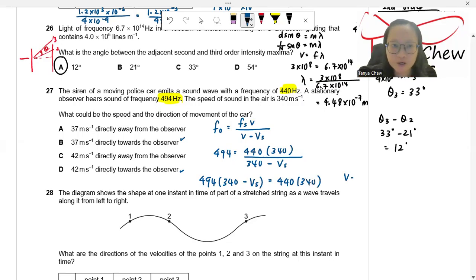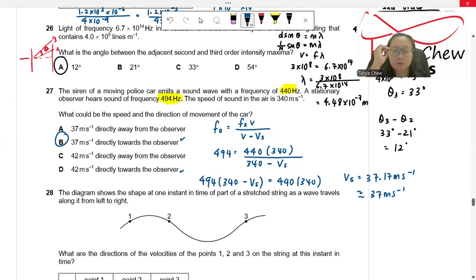So the speed of the police car is actually equal to 37.17 meters per second. So I round it off to 37 meters per second. B is the answer. And it is coming towards the observer. That is why the observed frequency is increasing.